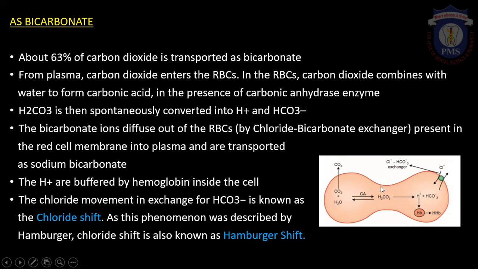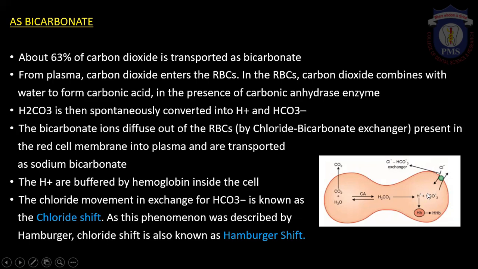Now, this carbonic acid will get dissociated into H plus and bicarbonate ion. The H plus ion will be buffered by the hemoglobin. As we know, hemoglobin is a strong buffer and it plays a very important role in the maintenance of acid-base balance in our body. The hydrogen ion so formed within the RBC will be buffered by the hemoglobin. And the bicarbonate ion that is formed within the RBC must be eliminated from the RBC into the plasma for the purpose of transportation, right?